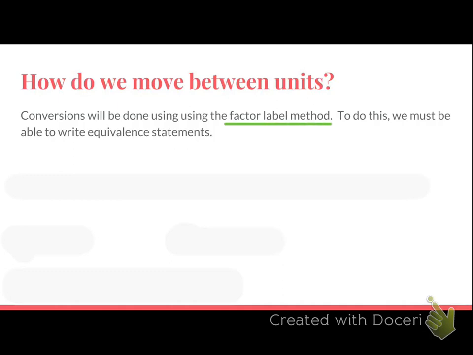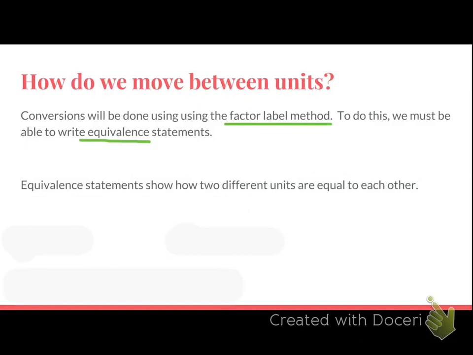So in order to be able to use the factor label method, we have to be able to create what we call equivalence statements. So when you see this word equivalence, you should be thinking equal. So an equivalence statement will just show how two different units are equal to one another. So for example, an equivalence statement you are probably used to, hopefully, is that 1 week equals 7 days.